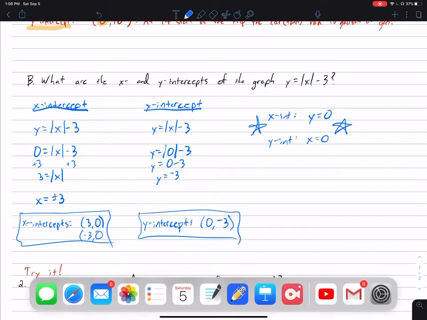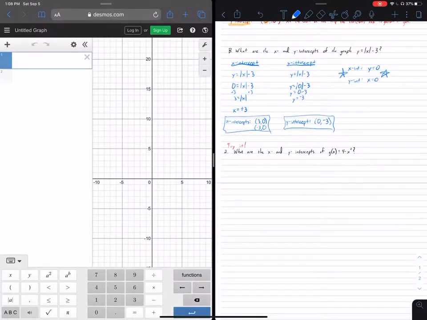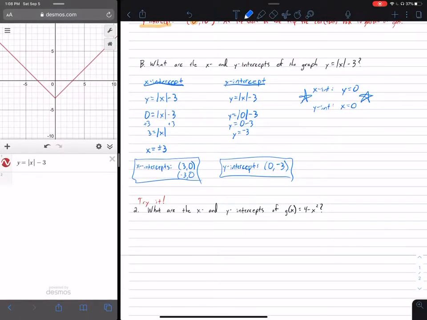What I can also do is I can try and graph this. So if I'm using Desmos here, let's write this out quickly. We can say that y is equal to the absolute value of x minus 3. Now if I look at my graph, going back here, I had x-intercepts of (3, 0), (-3, 0). Well, on my graph, on my x-axis, I cross at (-3, 0) and (3, 0). And then my y-intercept was (0, -3), which is where my y-axis is. So that graph just confirms the algebraic work that I did.